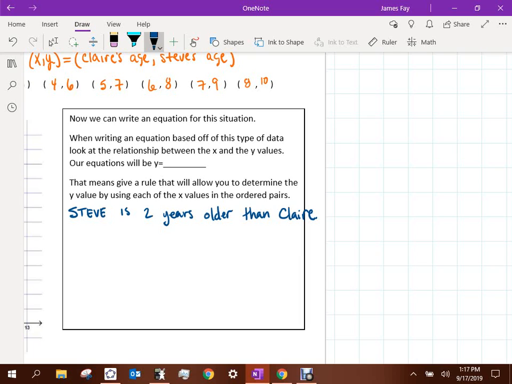Okay, so Steve is 2 years older than Claire, right? We know nothing about Claire, so this is what you do. Claire is going to be your simplest variable. You let it be X.